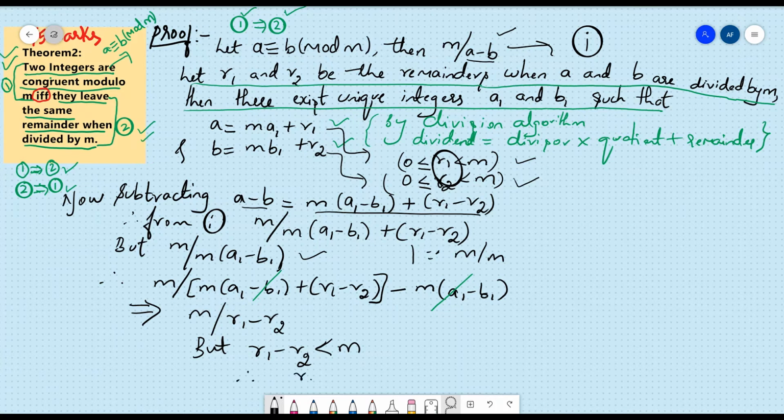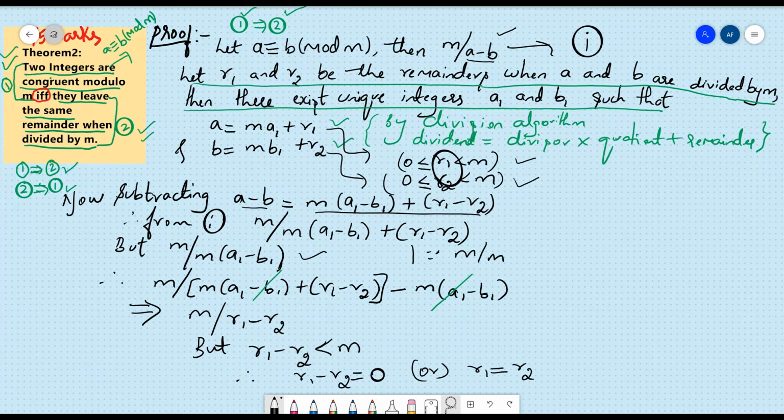Therefore r1 minus r2 will be 0, so the value will be 0. Or in other way I can write this as r1 is equal to r2. Here we don't know the value of r1. R2 in general we are proving, so at last if r1 is 4, then r2 is also 4. That is the meaning of this. So the remainder is the same in both the cases.